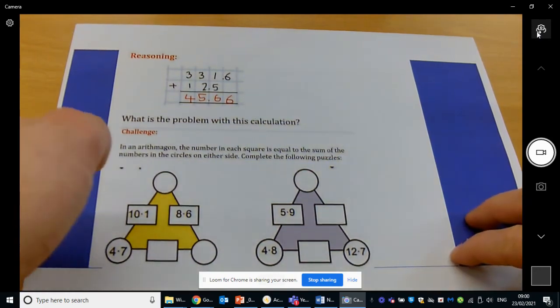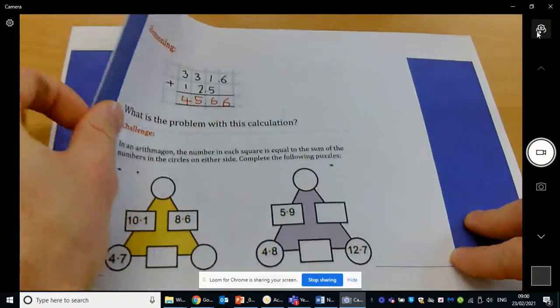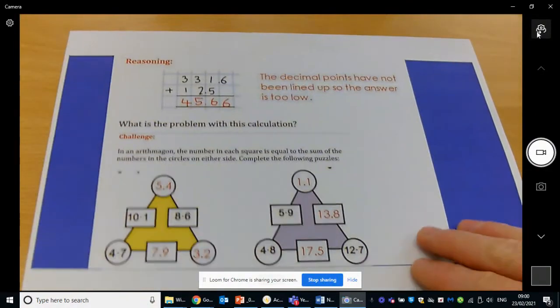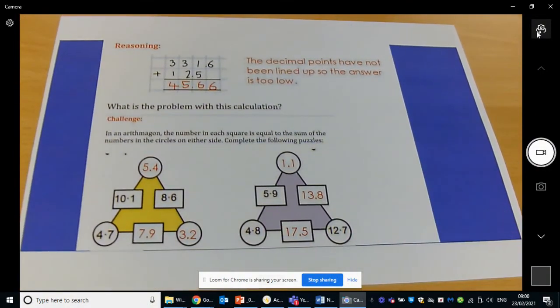Righty-ho, let's have a look at the answers then. There you are. I will leave those just there for you. Pause the video and you can have a go at looking through those.